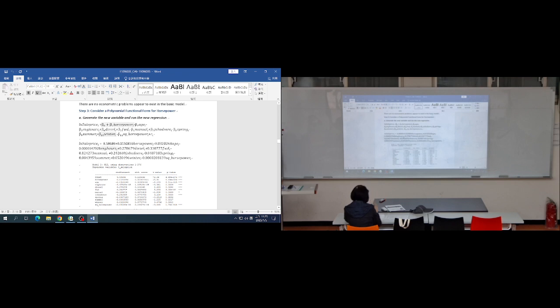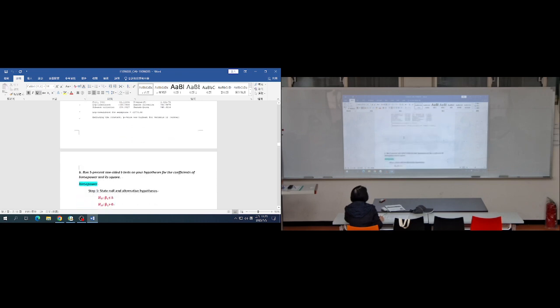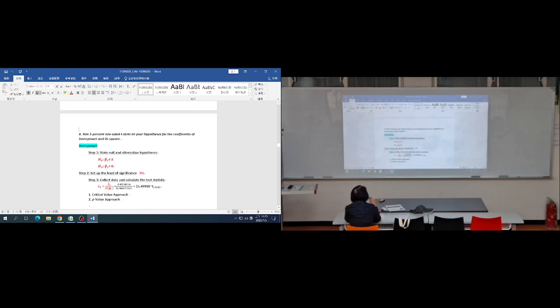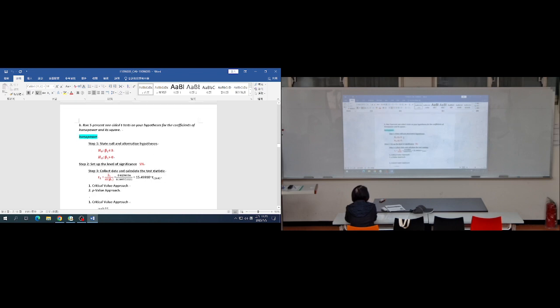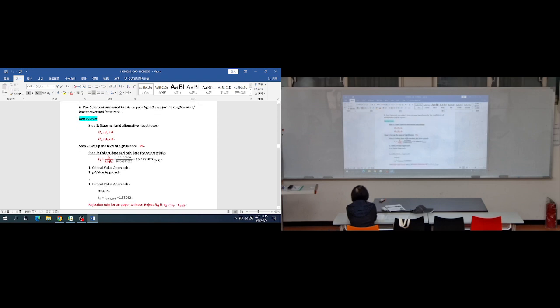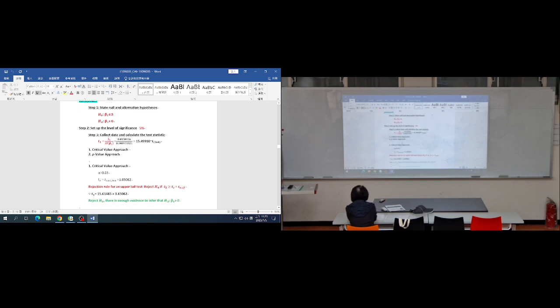Generate a new variable and run the new regression. Do the B parts here, with horsepower as the variable, the null hypothesis and alternative hypothesis, and take the significance level of 5% and run the t-statistics test, and we got the value like this one. To take the decision whether to reject the null hypothesis, I used the critical value approach and the p-value approach.